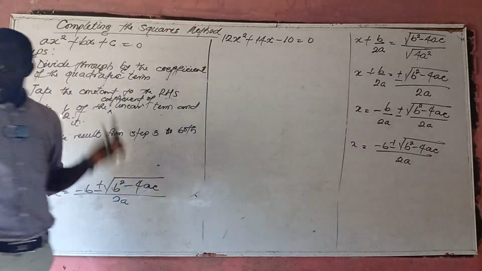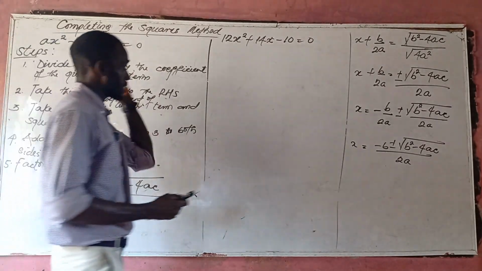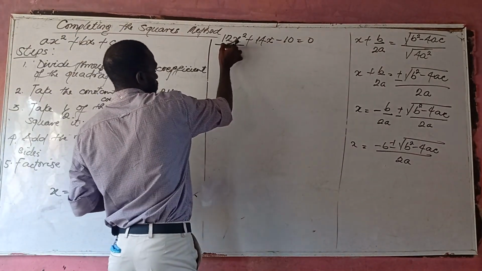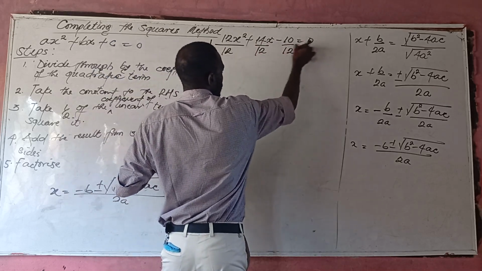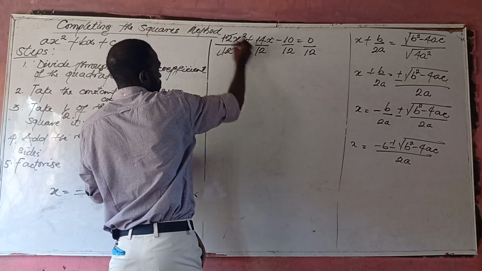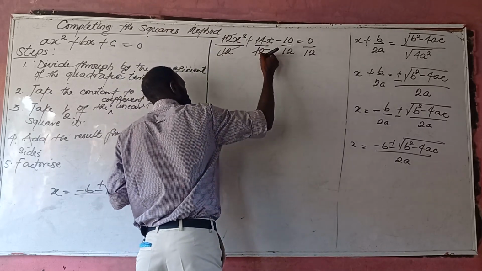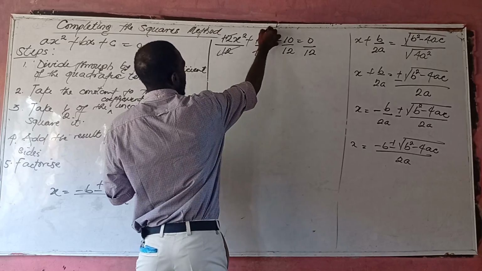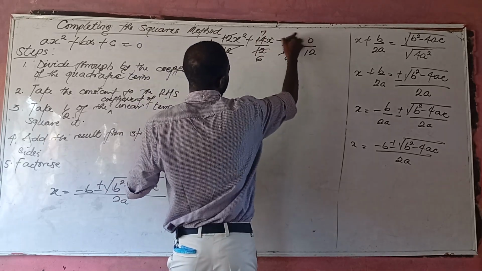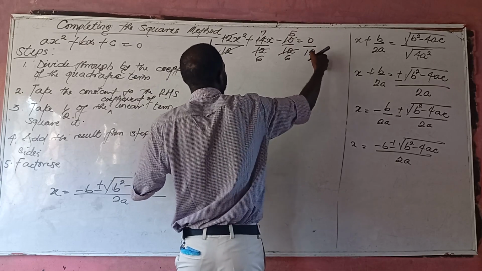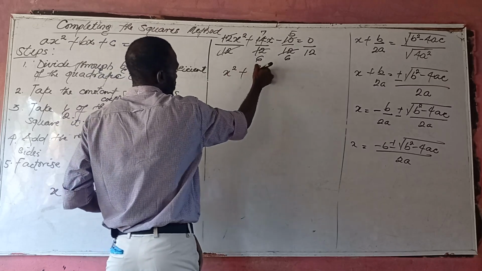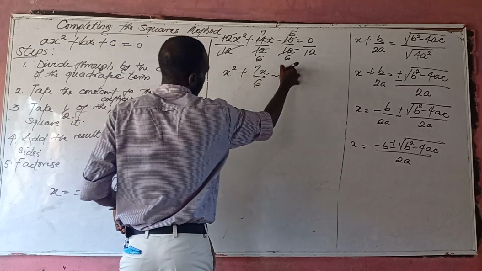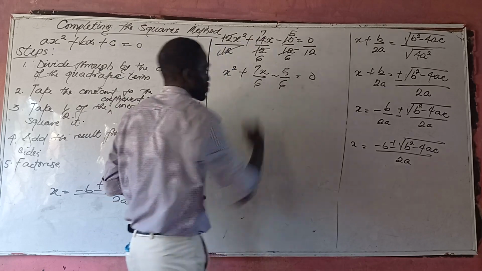So, we follow the steps as we did here. Divide both sides by 12. Divide through, rather, by 12. This takes care of this. 2 here, 2 here, 2 here, 2 here. So we have x squared plus 7x over 6 minus 5 over 6 is equal to 0.